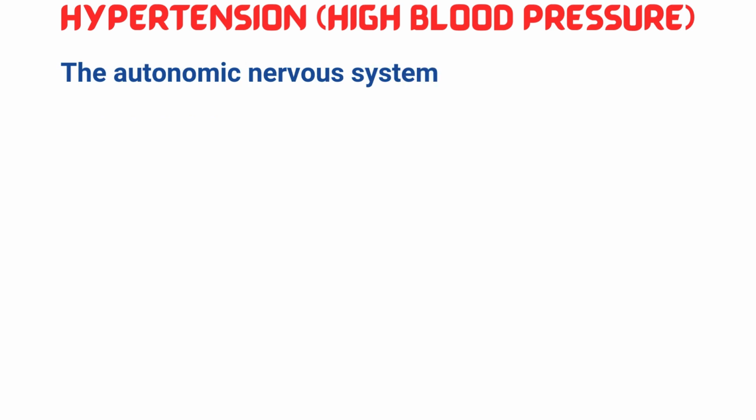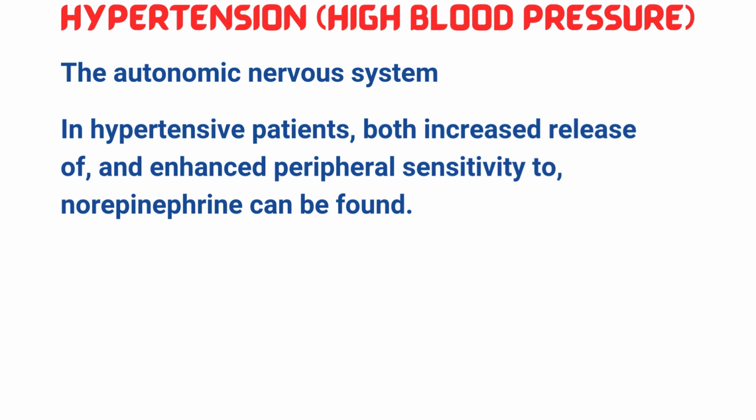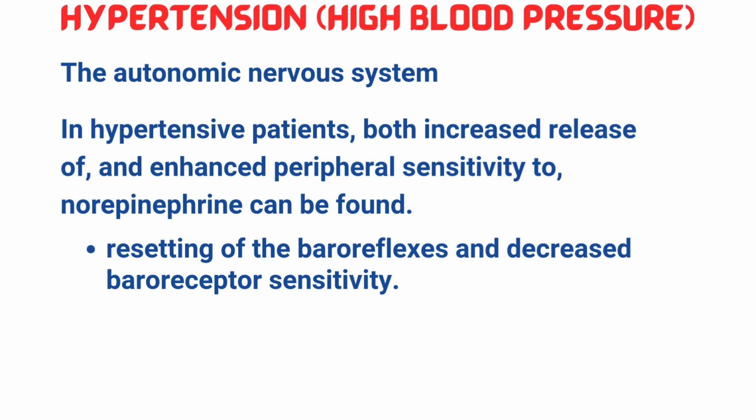The autonomic nervous system plays an important role in the control of blood pressure. In hypertensive patients, both increased release of and enhanced peripheral sensitivity to norepinephrine can be found. In addition, there is increased responsiveness to stressful stimuli. Another feature of arterial hypertension is the resetting of the baroreflexes and decreased baroreceptor sensitivity.